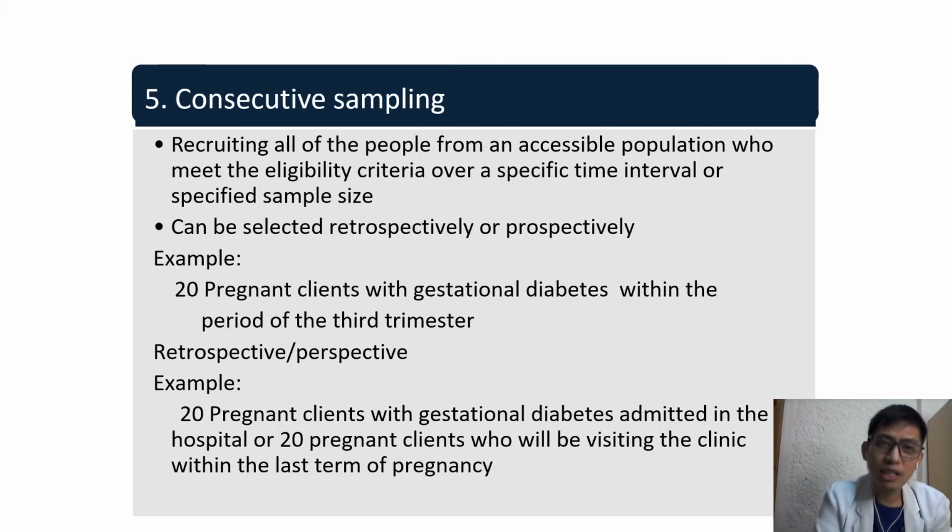Consecutive sampling means recruiting all of the people from the accessible population who meet the eligibility criteria over a specific time interval or specific sample size, and can be selected retrospectively or prospectively. Example: 20 pregnant clients with gestational diabetes within the period of the third trimester. So we have retrospective and prospective.